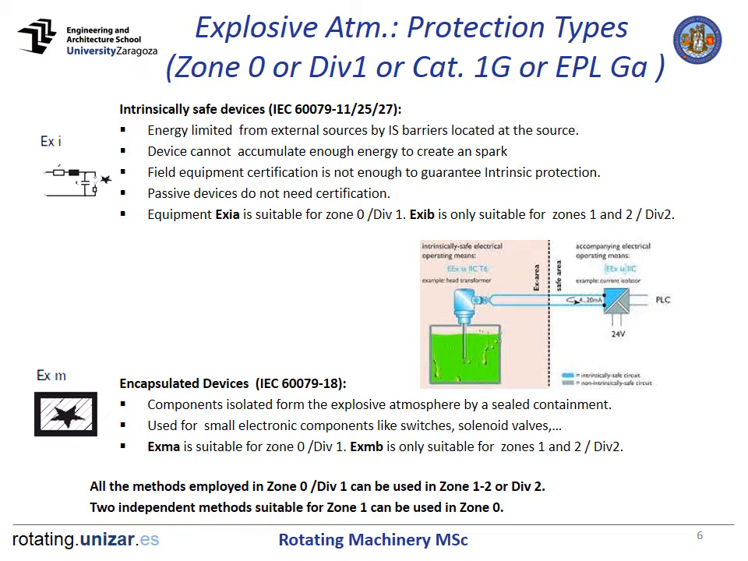All the methods employed in Zone 0 can be used in Zone 1 or 2. Additionally, two independent methods suitable for Zone 1 can be used in Zone 0.